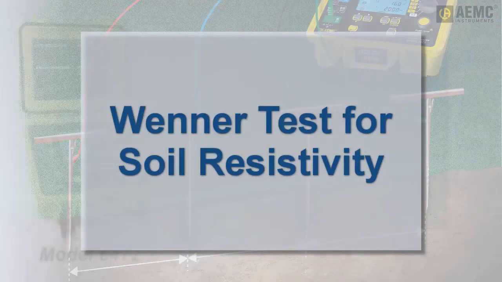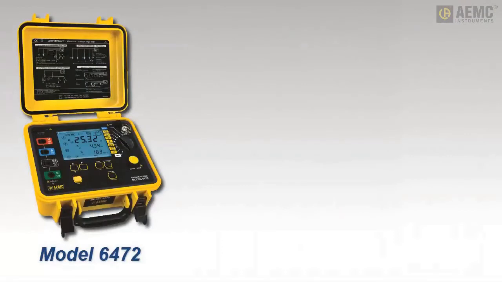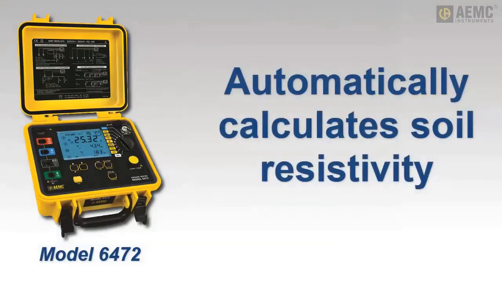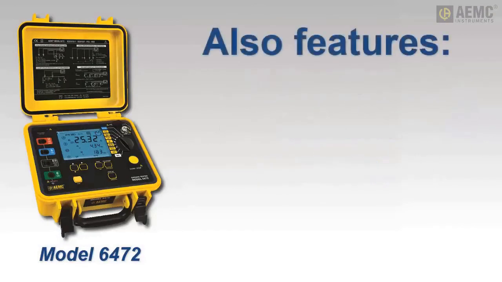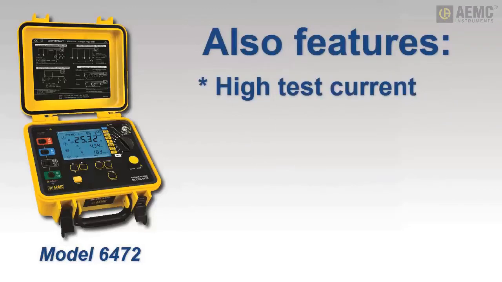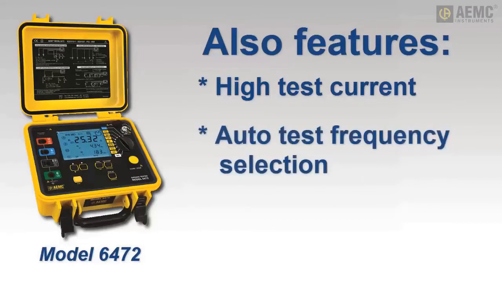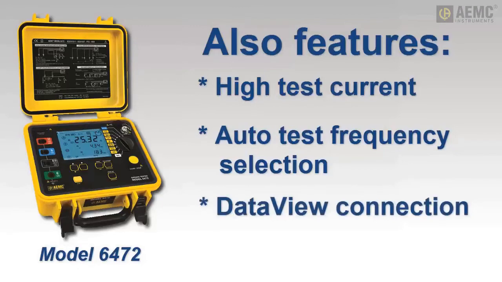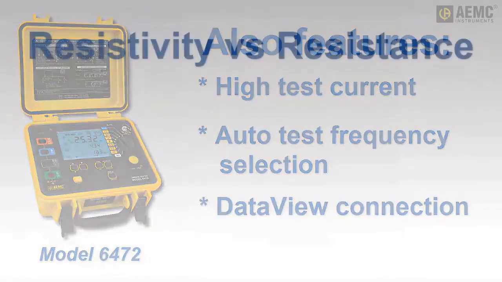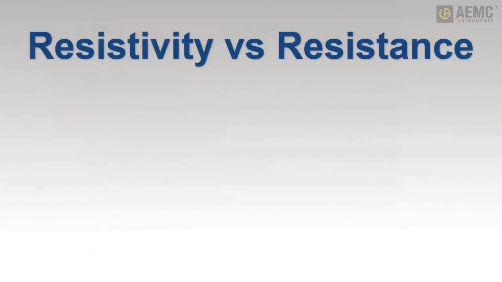Our test instrument will be the AEMC Ground Tester Model 6472. This instrument automatically calculates and displays soil resistivity, with no manual calculations necessary. The Model 6472 also features advanced capabilities, such as test currents up to 250 milliamps for testing soils with high resistivity, automatic test frequency selection for testing in high EMI environments, and the ability to connect to a computer via AEMC's DataView data analysis software. In this video, we refer to both soil resistivity and soil resistance.